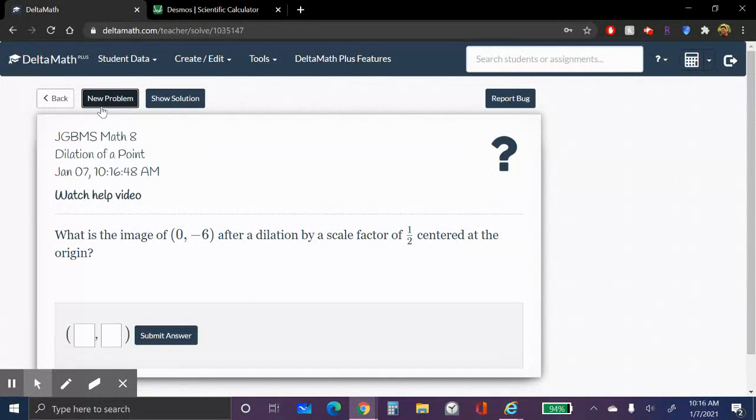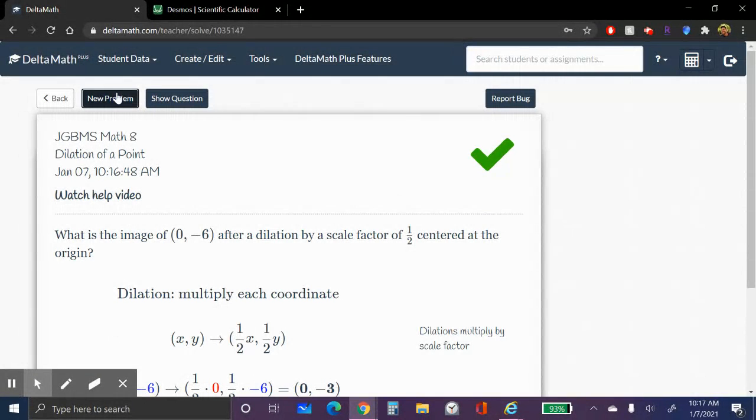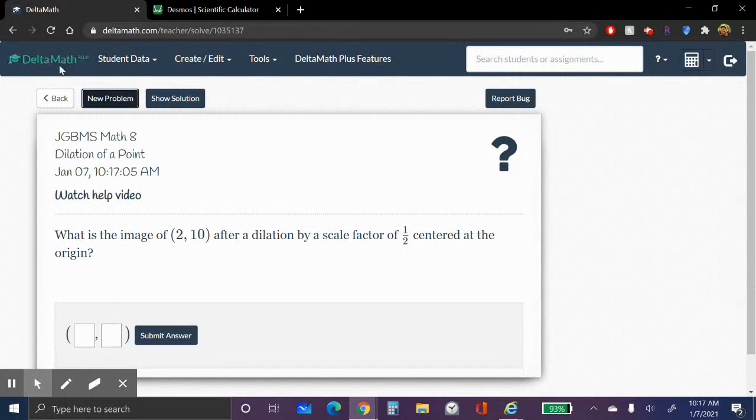Okay, let's look at this one. Scale factor of 1/2. So you have to multiply 1/2 by 0. Anything times 0 is 0. 1/2 times -6 is -3. I don't want to do another half one. Let's go.